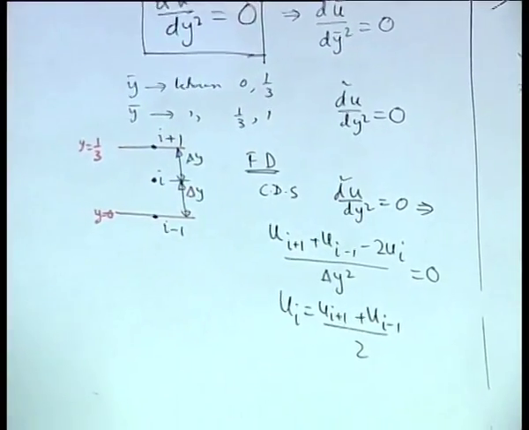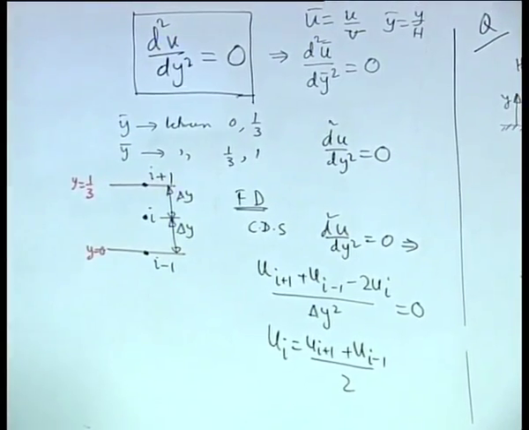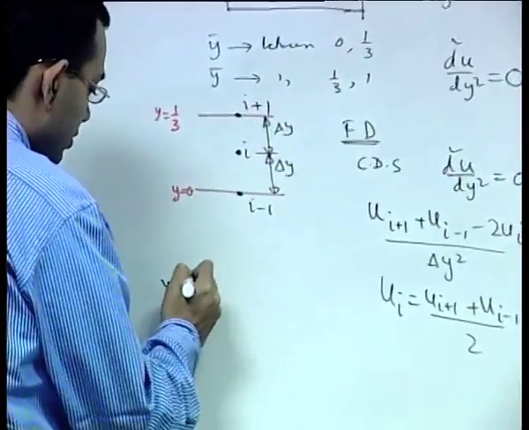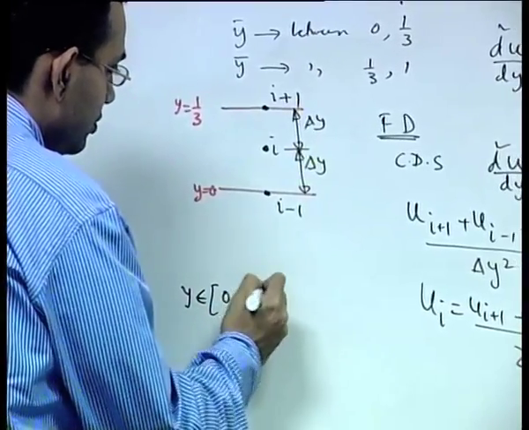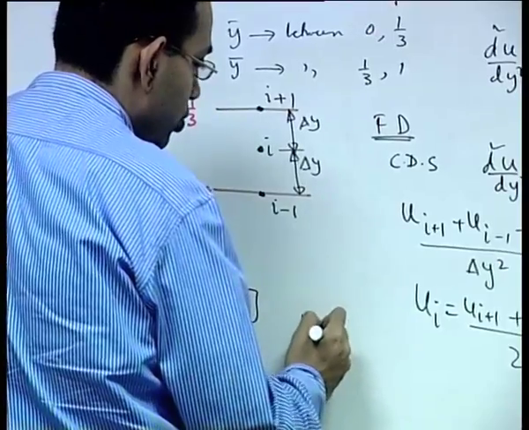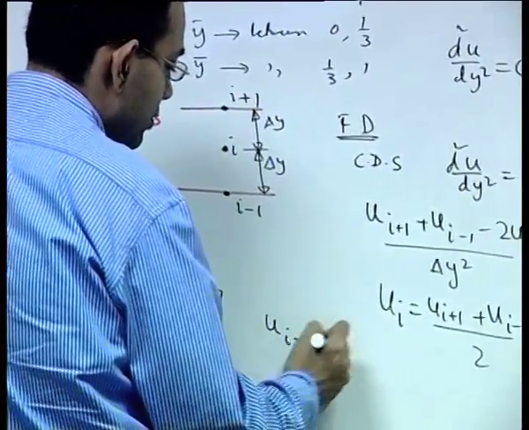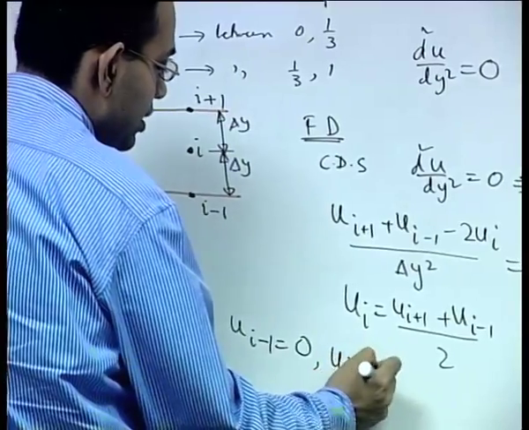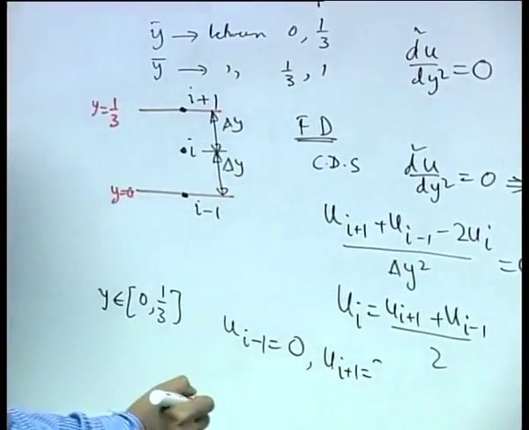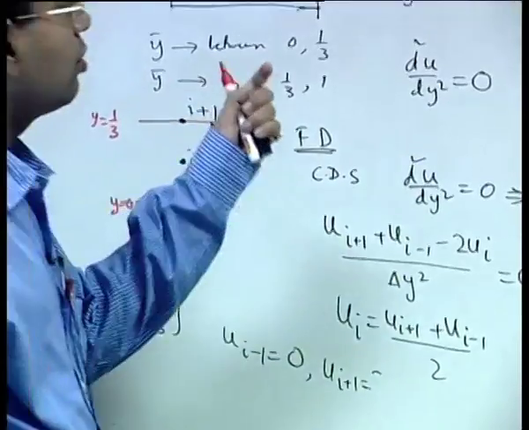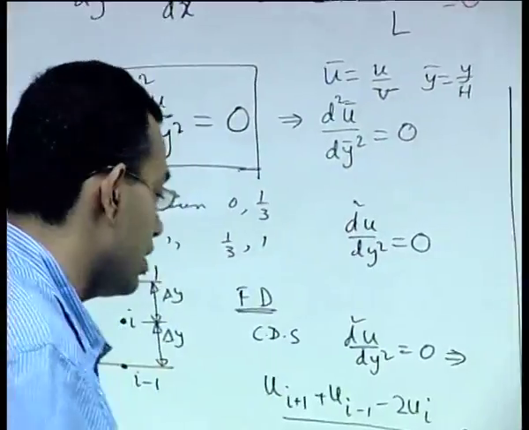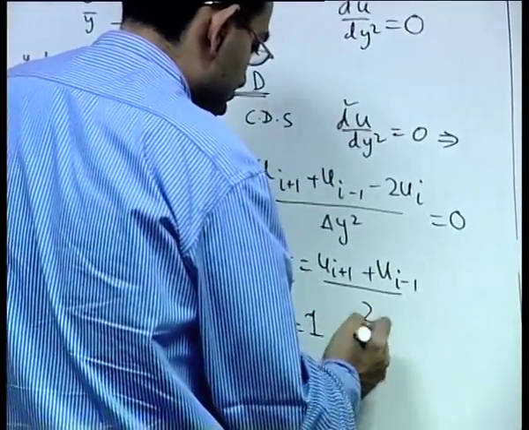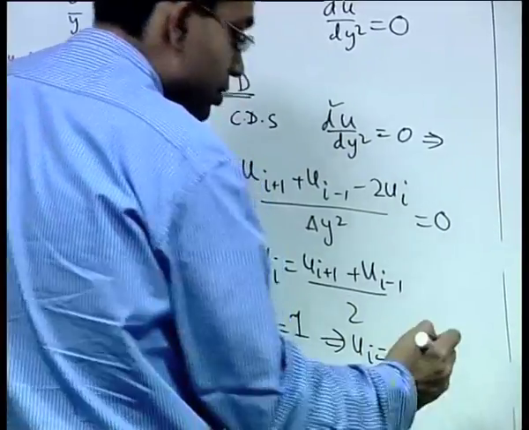u I minus 1 and u I plus 1 both are given by the boundary condition. What is u I minus 1? So, for y between 0 to 1/3, u I minus 1 is 0, u I plus 1 is, non dimensional, yes, so non dimensional 1, which means u I is equal to half.